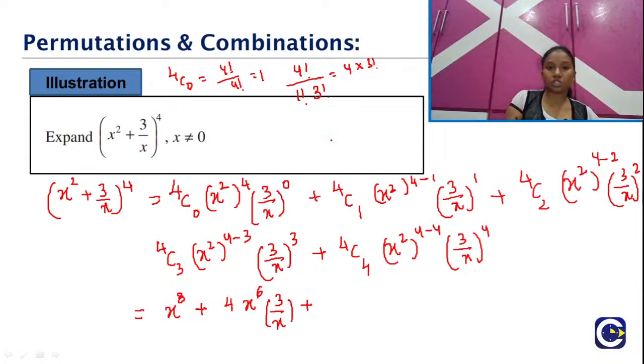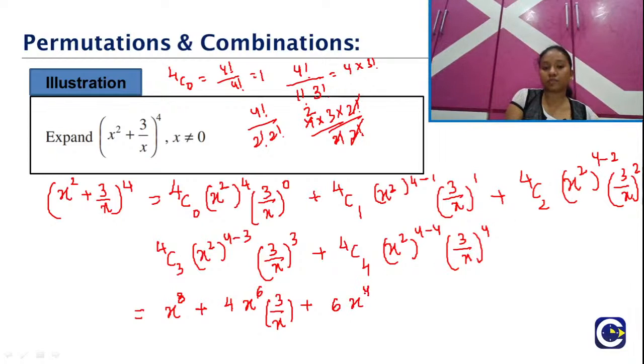And the next one, 4C2, that means 4 factorial by 2 factorial into 2 factorial. So it will be 4 into 3 into 2 factorial by 2 factorial into 2 factorial. So this will get cancelled and 1 2 will get cancelled. It is 6. So 4 minus 2 is 2, so the power will be 2 into 2, 4. So x⁴, and 3 square will be 9 by x² here.